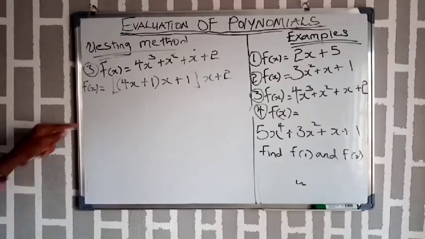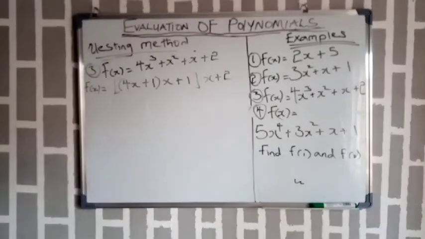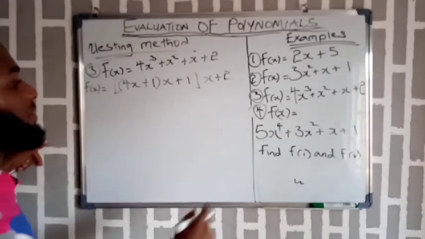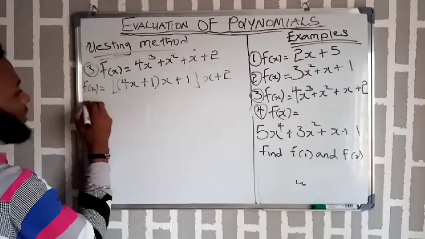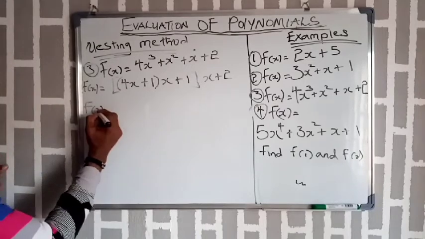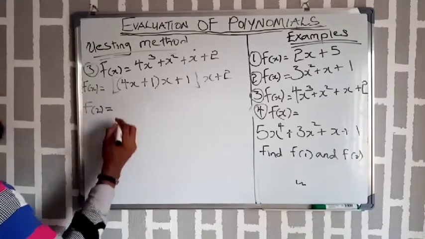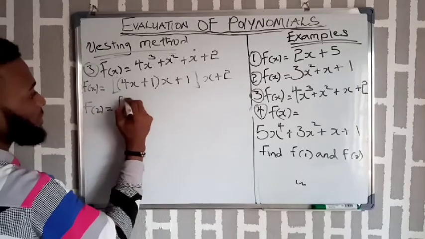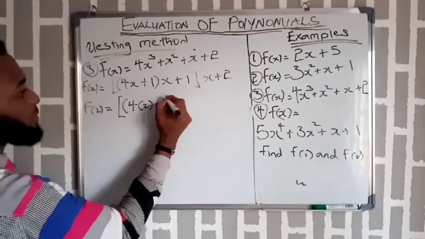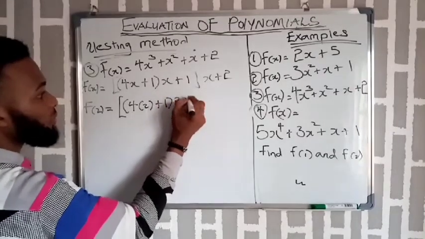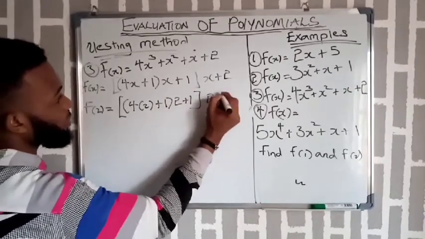So having done it like this, then we just add up. You could do f of 1, just take note of this, then try f of 1 yourself, then let's solve for f of 2 equals, this is 4 into 2 plus 1, then 2 plus 1, then 2 plus 2.